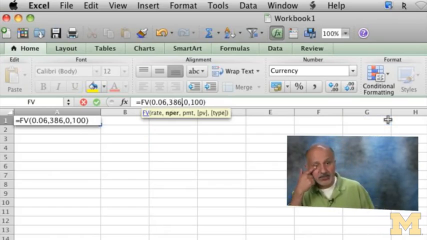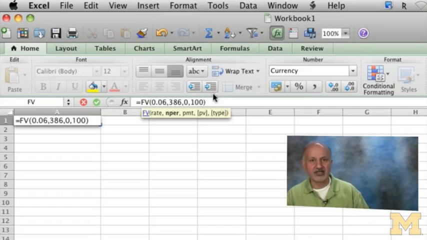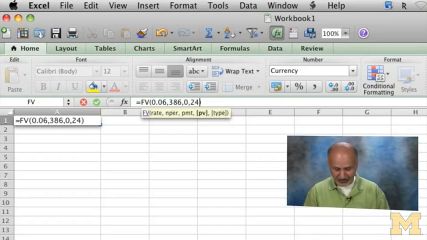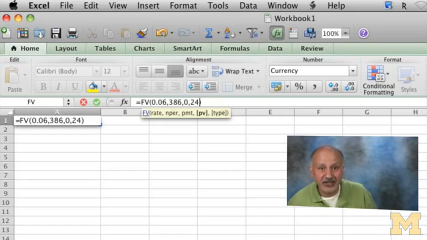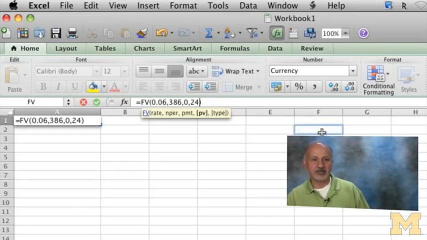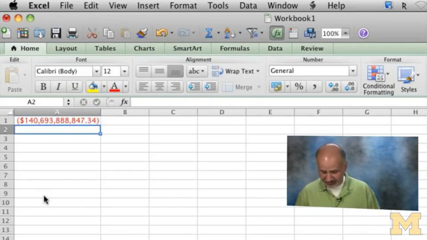and the number of periods was 386. While I'm doing this, try to guess the answer. If you do, you're a genius. Okay. And how much money was put away? Remember, no PMT, no inflow between these 386 years. So all we are having is the initial good old $24. Did I get that right? 6%, 386, $24.